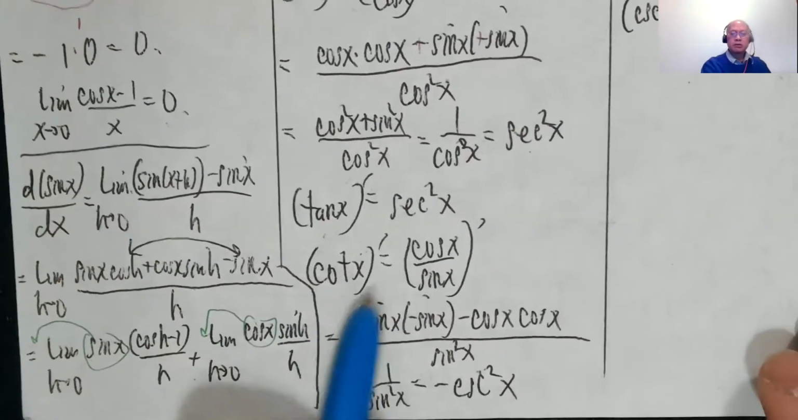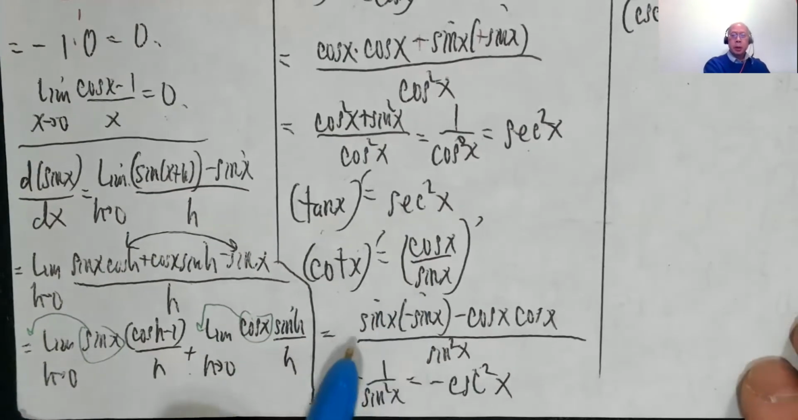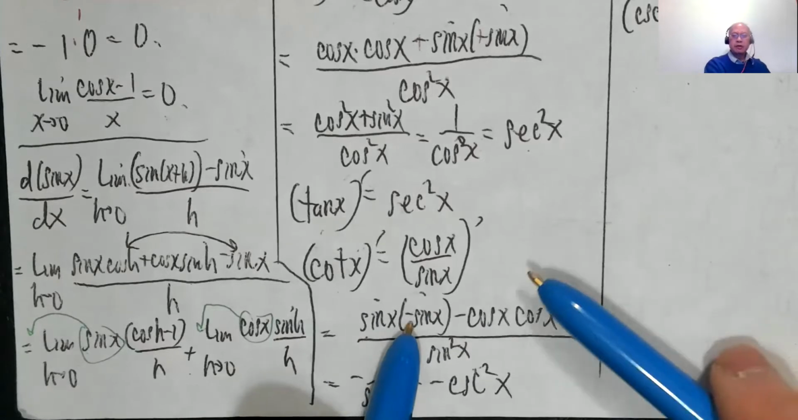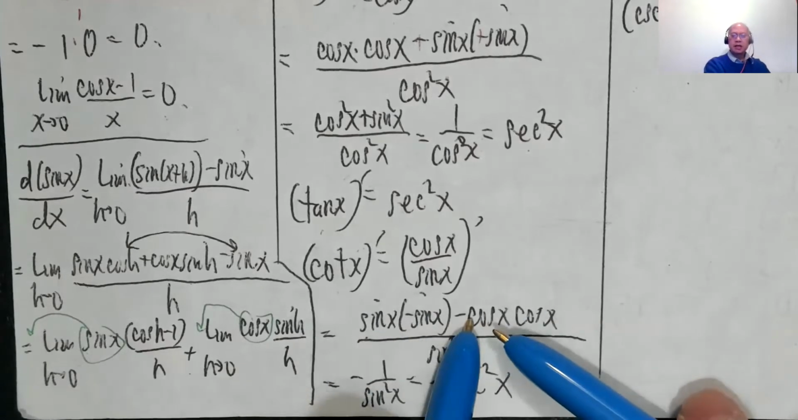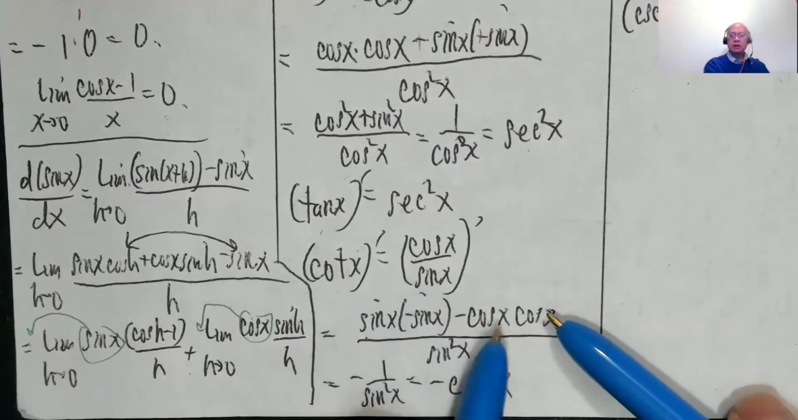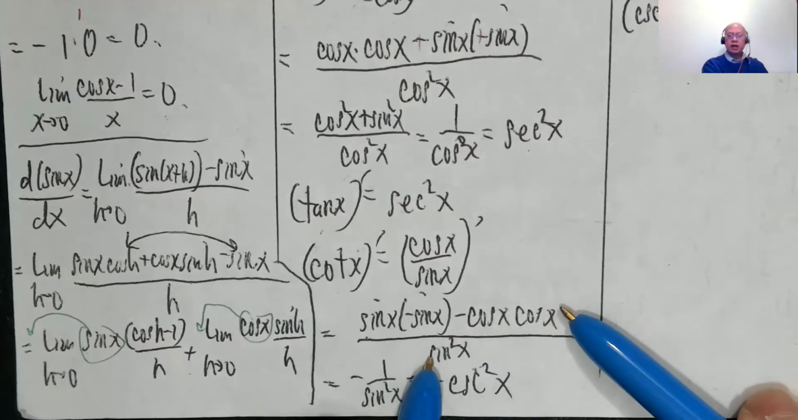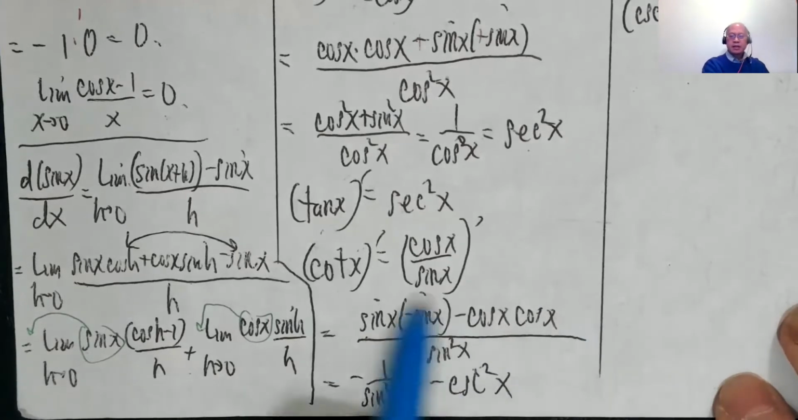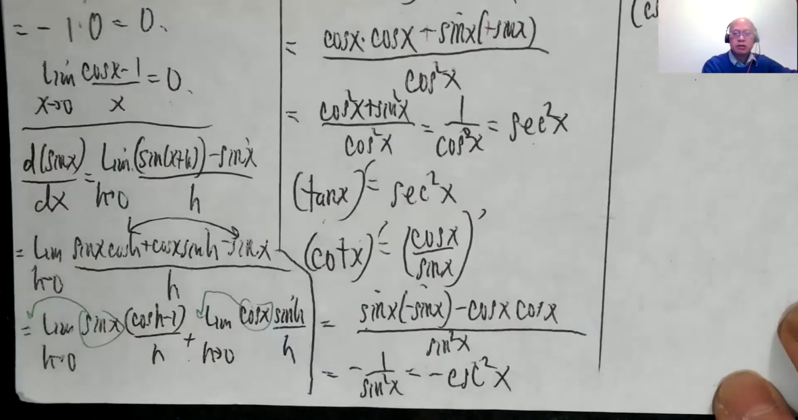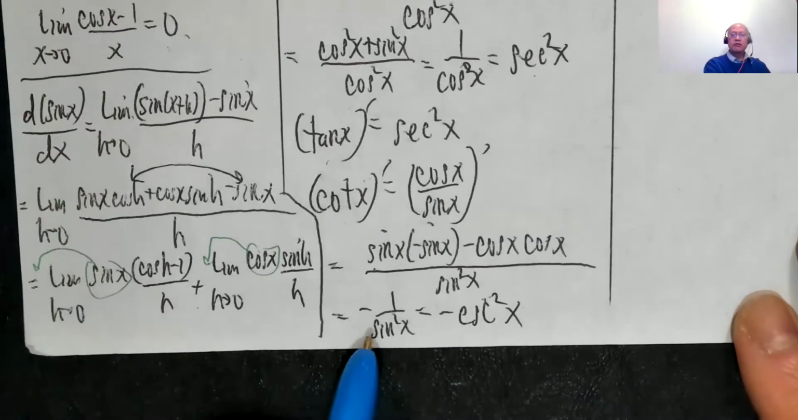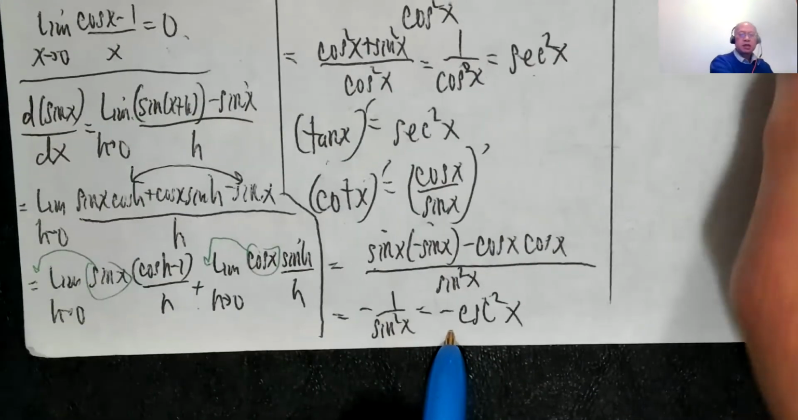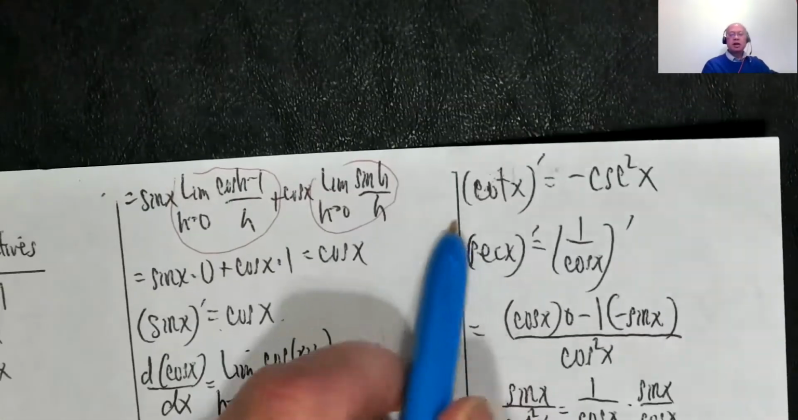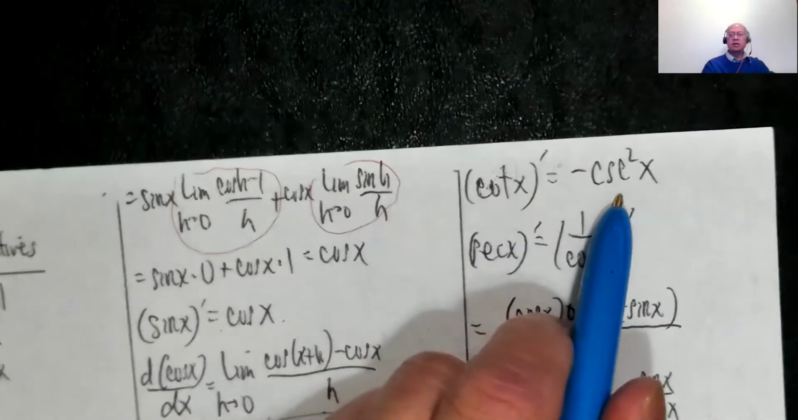Derivative of cotangent. Well, cotangent is cosine over sine. So bottom sine x times derivative of the top, negative sine x, minus the top cosine x times derivative of the bottom cosine x, over sine squared x. This is negative sine squared x minus cosine squared x. That's negative 1 over sine squared x, negative cosecant squared x. Bottom line, the derivative of cotangent is negative cosecant squared x.